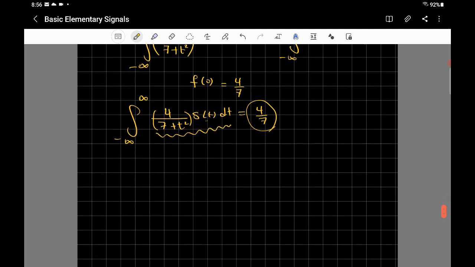Just the last example. What about 4 over 7 plus t squared times delta t minus 3 dt, and the integration from negative infinity to positive infinity? Well, it will be the function at t equal 3, which is equal to 0.25 as before.